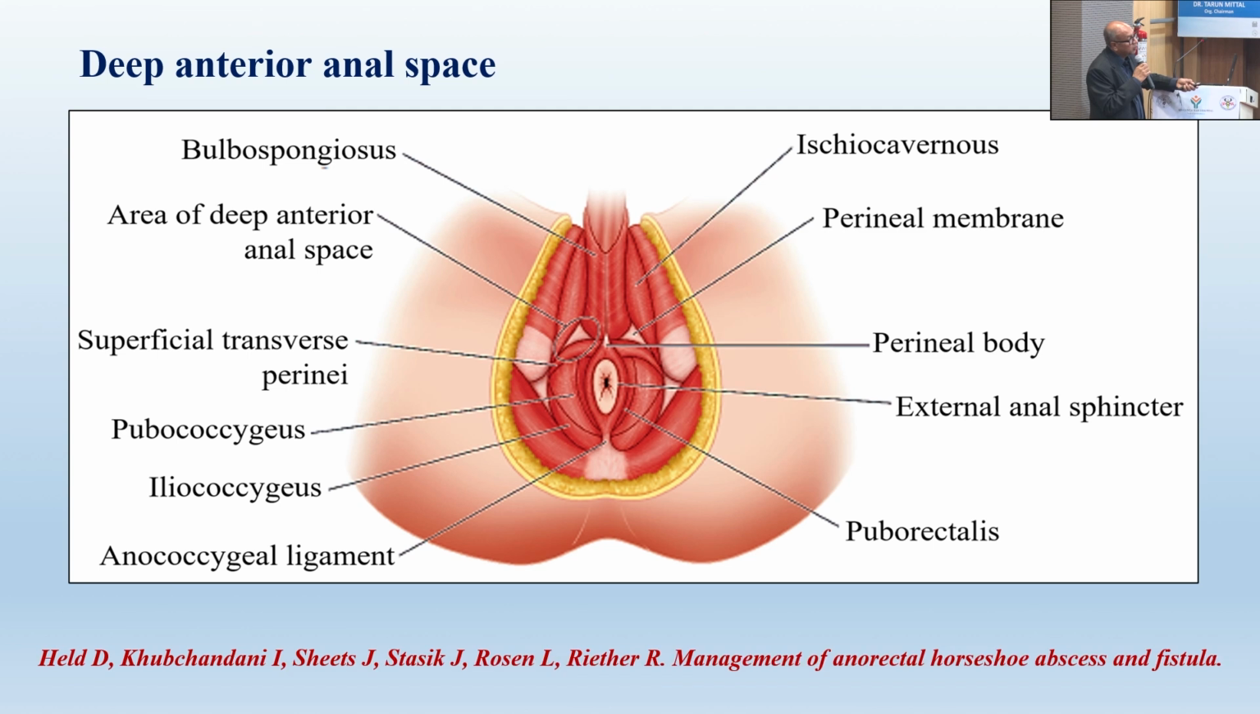Now deep anterior anal space. Now this is very important. We know this is a urogenital diaphragm, imaginary line between the two ischial tuberosities. Above is the urogenital triangle. So what is the importance? I will tell you during the pathways of spread. It's a long talk actually.